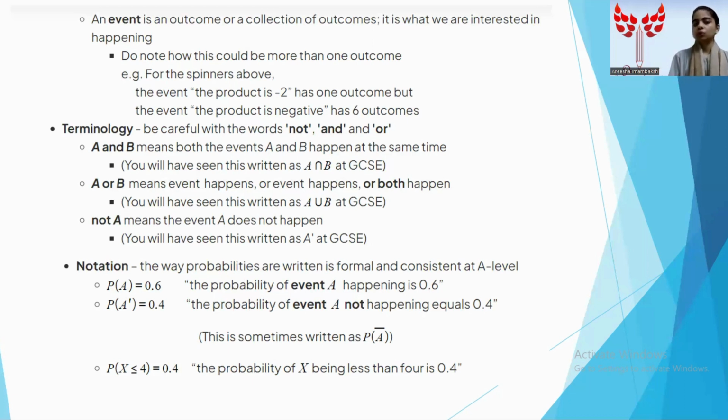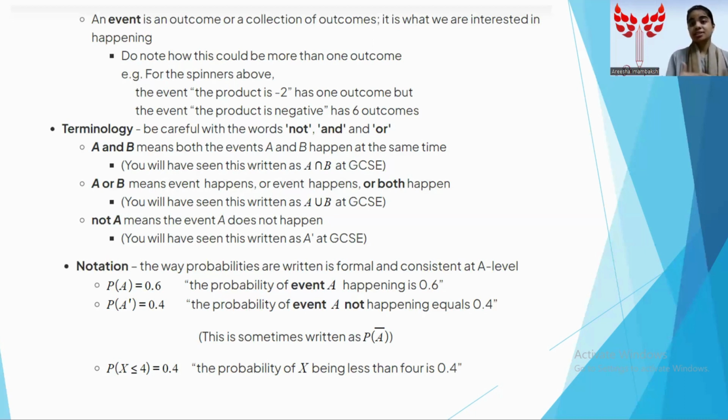You're also supposed to know about three things: intersection, union, and complement. We're going to do these definitions in the level 2 video, but here what you need to understand is 'not', 'and', and 'or'. 'And' means both the events, A and B, will happen at the same time. In that case, in the case of probability, you should multiply the probabilities of the event A and the event B to get the total probability.